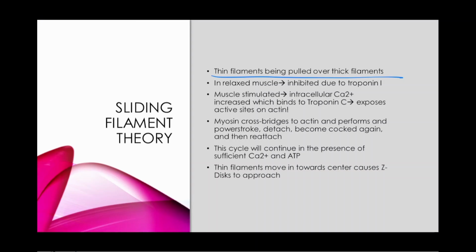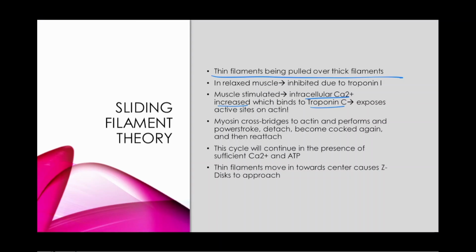In relaxed muscle, it's inhibited due to troponin I. That's the one predominantly. You're not using your muscles. You don't need it. When muscles are stimulated, intracellular calcium increases, binds to troponin C, and it exposes the active site. So now we can have a cross bridge form.